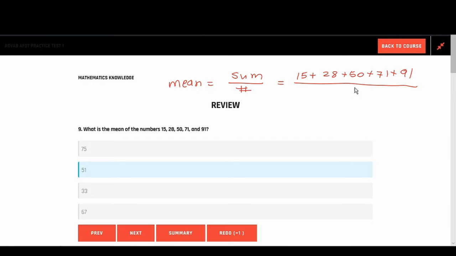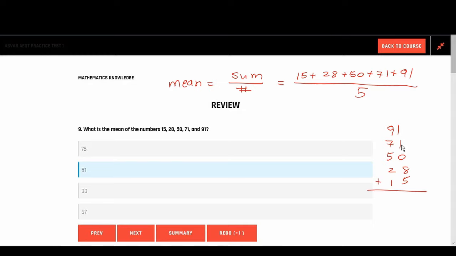Okay, there are all the numbers, and there's 1, 2, 3, 4, 5 of them. Again, the sum of all these divided by how many there are. I can't do this in my head, so let's go ahead and work that off to the side. We have 91, 71, 50, 28, and 15.